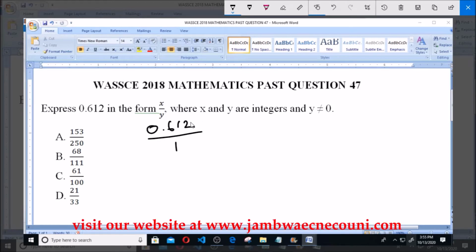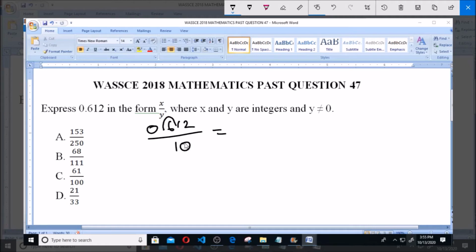Now converting this to a fraction simply means that we are moving the decimal point here. The number of times by which this decimal point is moved will determine the number of zeros that will be added to this one. When we move this once, we add a 0. When we move this a second time, we add another 0, and when we move this the third time, we add another 0. So this gives us 612 all over 1000.